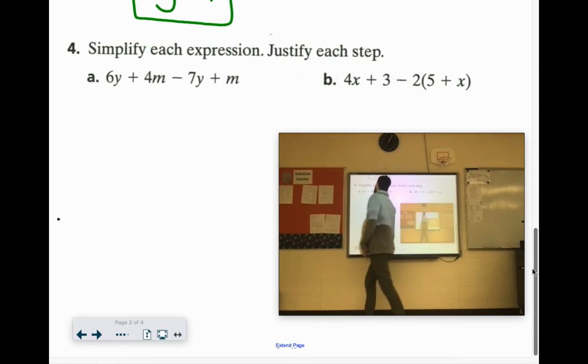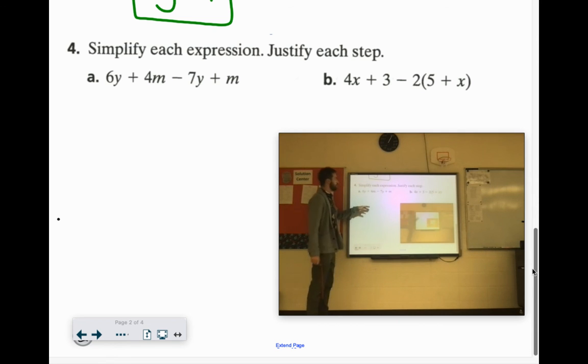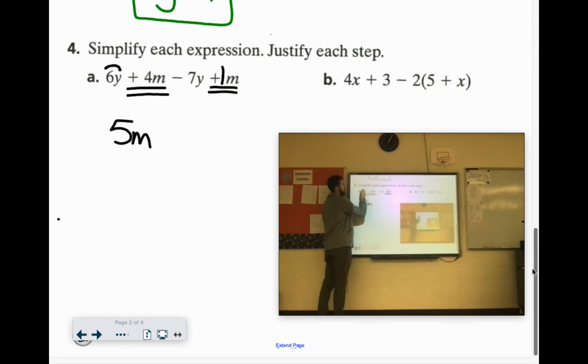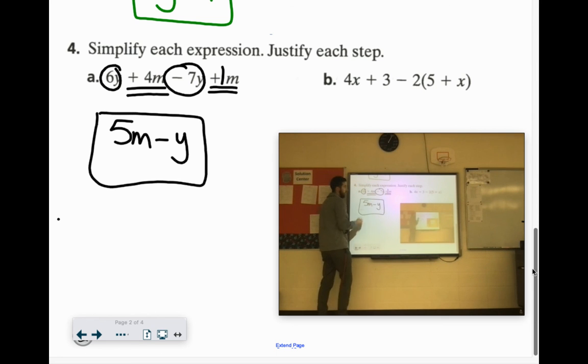Not me. All right, here we've got m's, we've got y's. So let's check our m's. I have 4m plus m, which again means 1m. So that would be 5 m's. And then the y's, we have 6y minus 7y. 6 minus 7 would be negative 1. But you don't write negative 1y, you write negative y. And that means negative 1y.